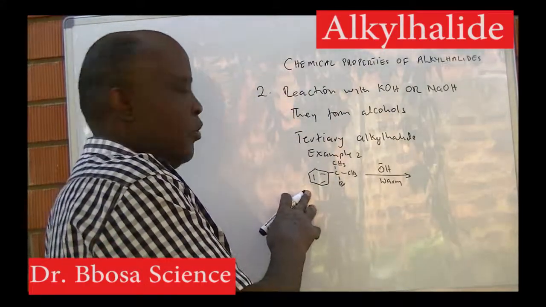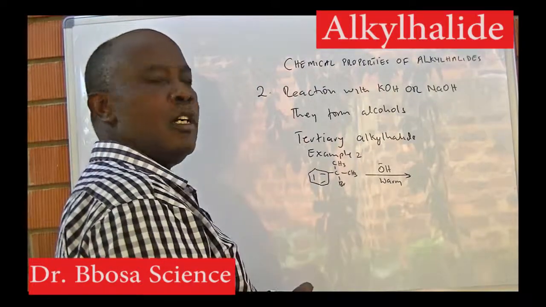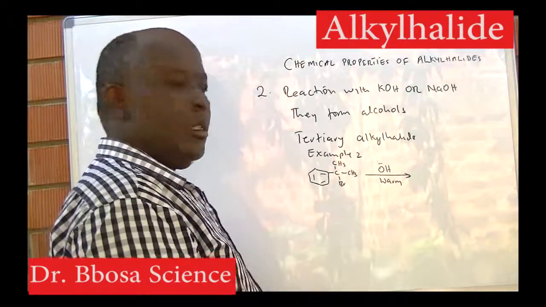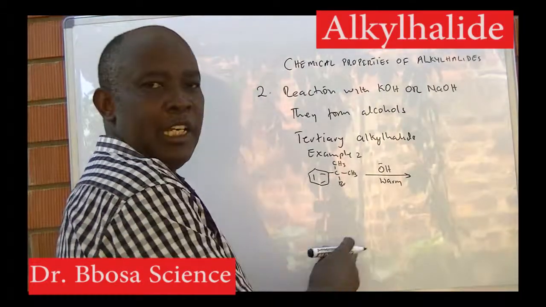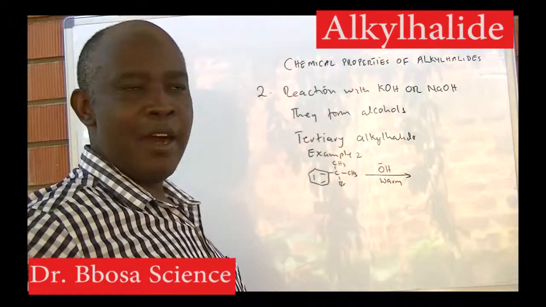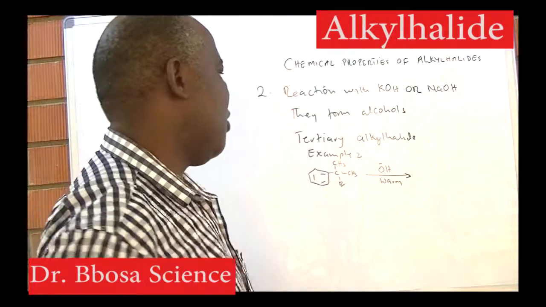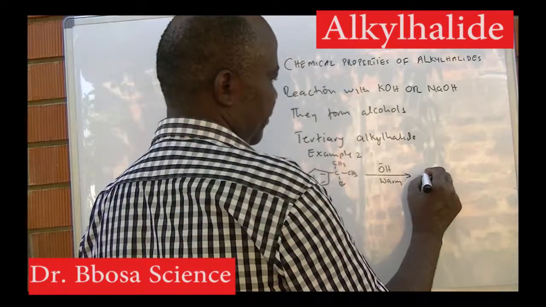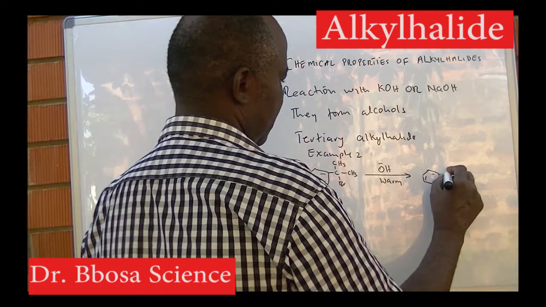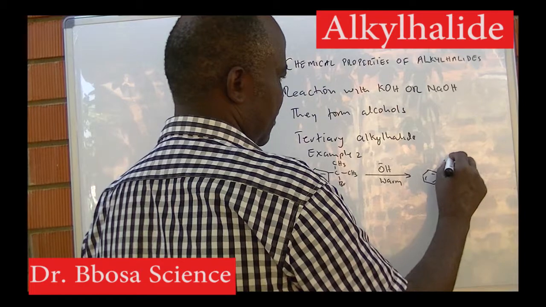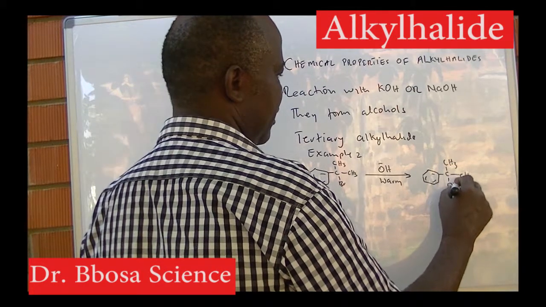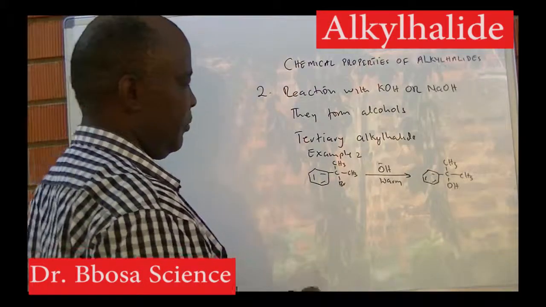Example 2: 2-bromo-2-phenylpropane reacts with sodium hydroxide, or potassium hydroxide, to form a product. So you can pause, complete, and then write a mechanism. I hope you have got 2-phenylpropan-2-ol. Mechanism.